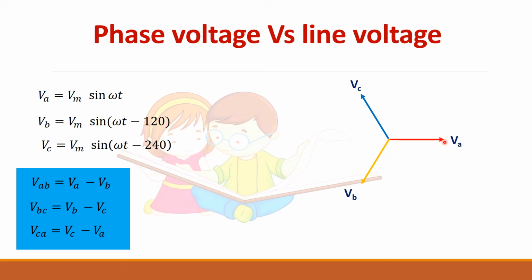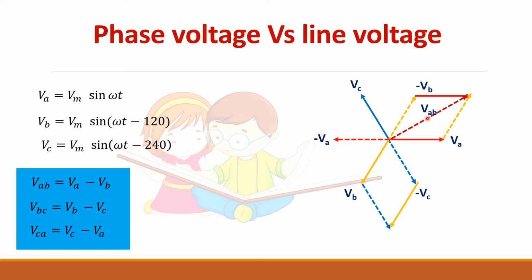VA is here. Where will minus VA be? Just opposite to it. For VB, minus VB will be here. For VC, minus VC is here. Now we want VAB, which is VA minus VB. So draw a parallel line and find the resultant value, that will give you the line voltage. So your phase voltage is here, line voltage is here. Similarly we can find VBC and VCA.